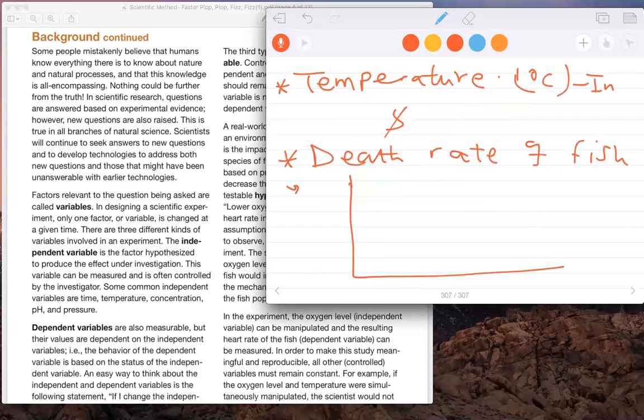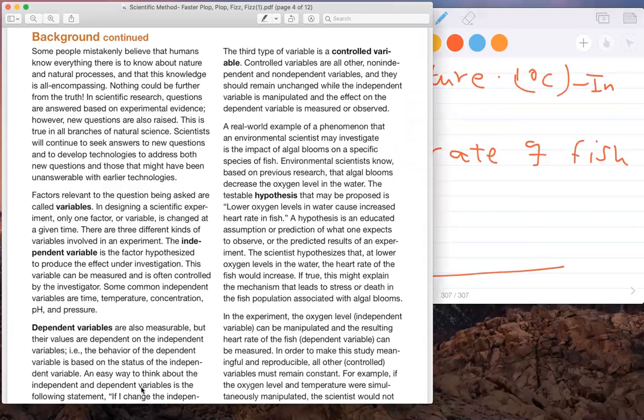When plotting a graph, it matters where the dependent goes and where the independent goes. Dependent is a variable that is measurable, but varies depending on the independent. So if I have temperature here, this is the independent, and then this is the dependent, death rate, on this side. This is the x-axis, and this is the y-axis.